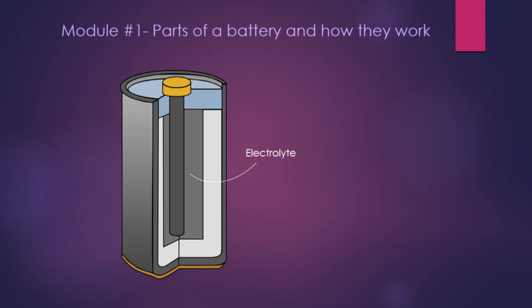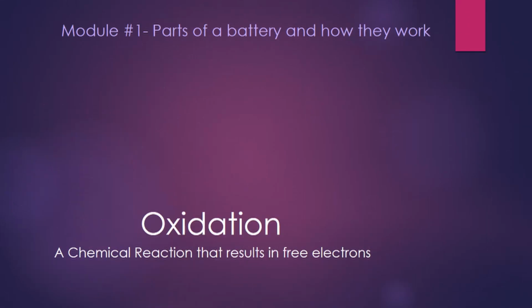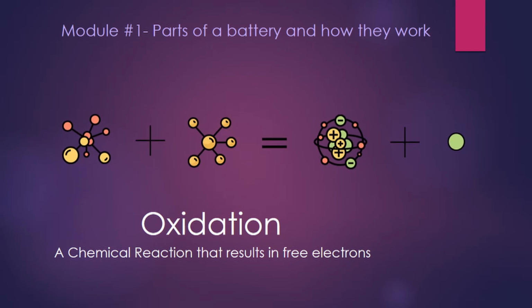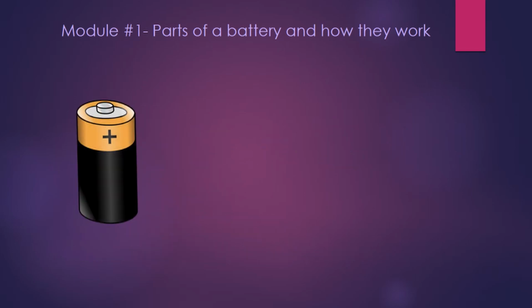The first chemical reaction we will discuss in depth is called oxidation. Oxidation causes 2 or more particles to react so that the result is some combination of particles and free electrons. An example of this is shown on the slide where the green circle symbolizes a free electron. Now apply this reaction to the battery. The electrolyte and the anode perform an oxidation chemical reaction. When this happens, the reaction creates free electrons.